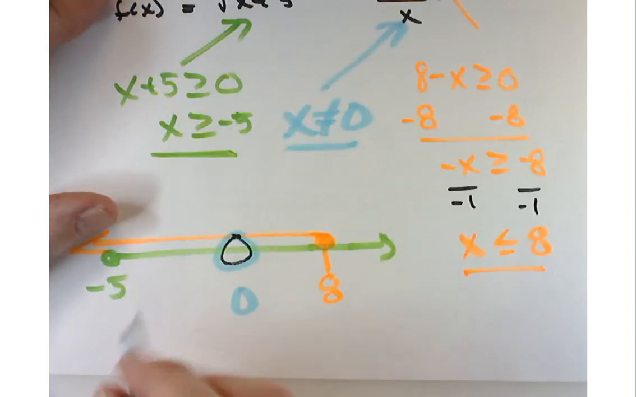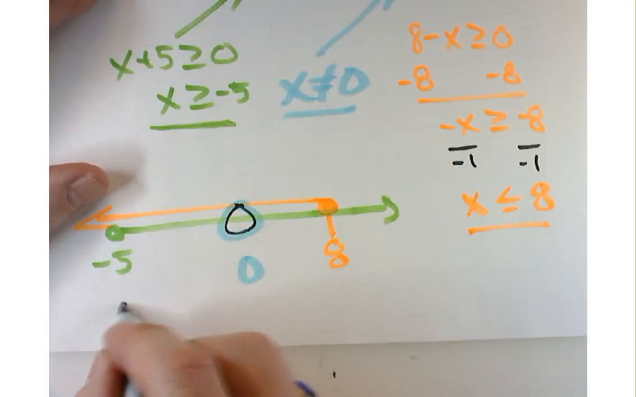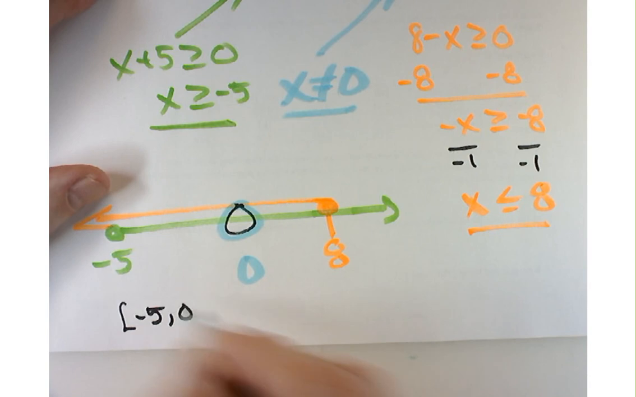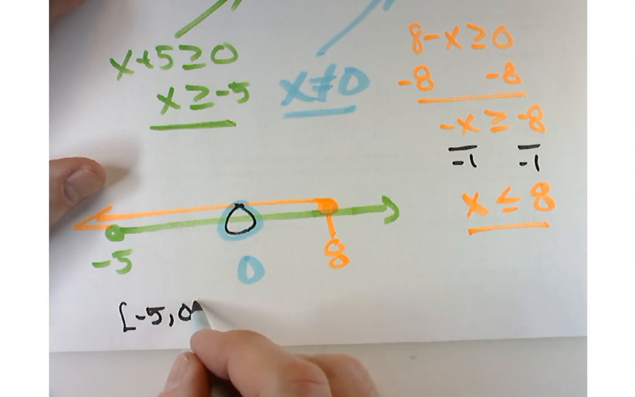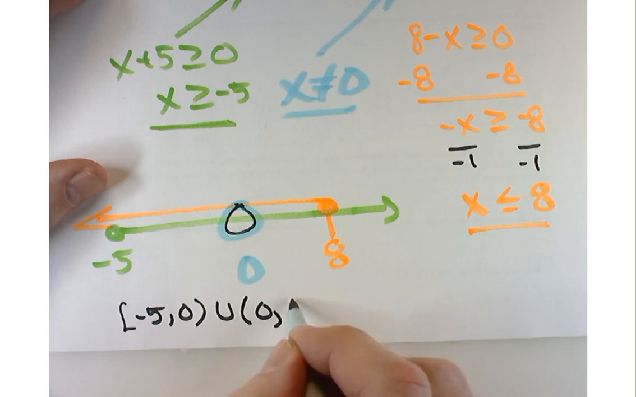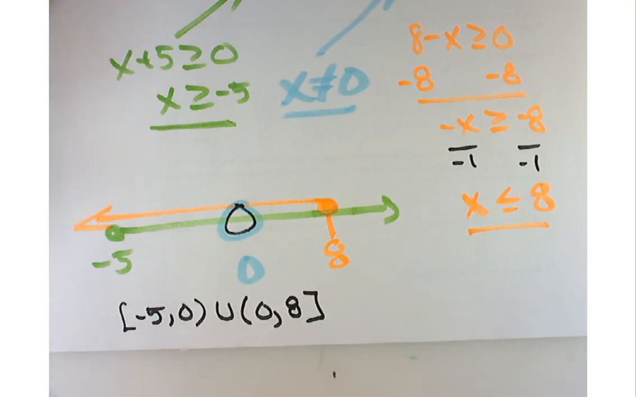Your domain would then be -5 to 0. What kind of special notation am I going to use around the 0? Thank you. Parenthesis. Union 0 to 8 with a bracket.